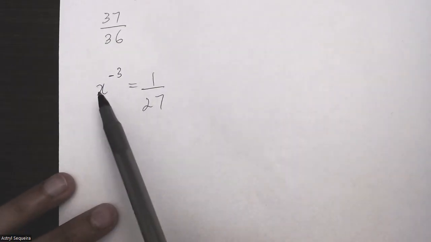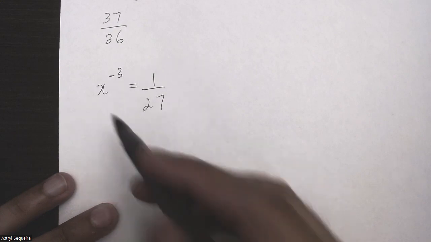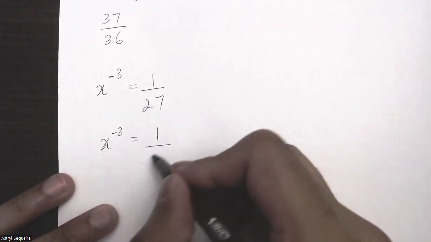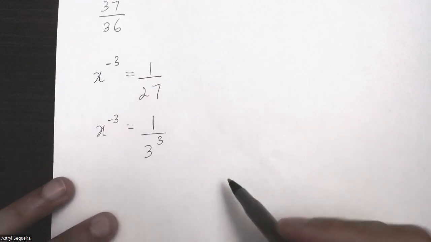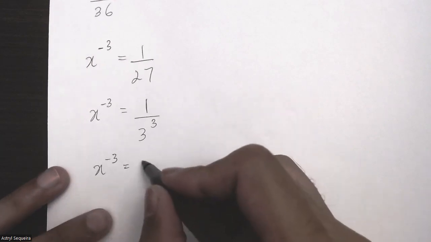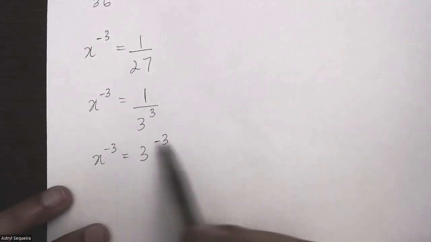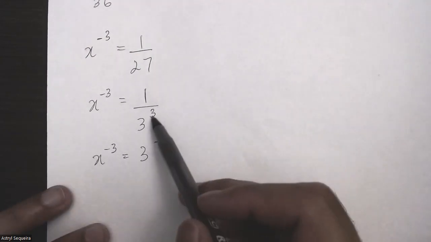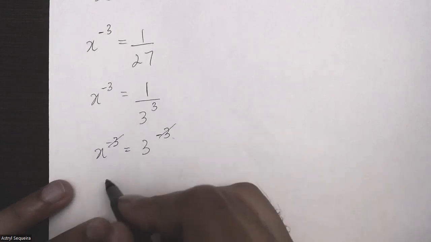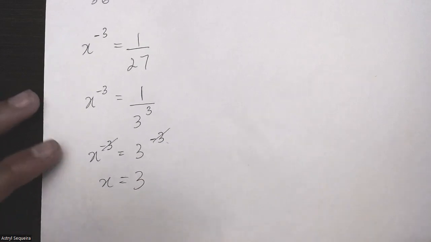If you have to solve for a letter, you want to make the exponents the same so you can cancel the exponents out. So x to the power of -3, I'm going to turn 27 into 3 cubed. And then I'm going to move this to the top. So x to the -3 equals 3 to the power of -3. So now that my exponents are the same, when I move to the top, the exponent just becomes negative. Now that the exponents are the same, I can just cancel them off, and I know that x equals 3. That's how you solve exponential equations.